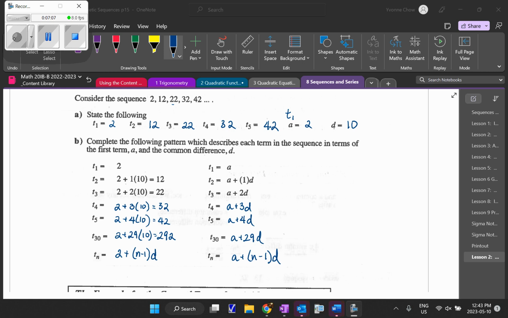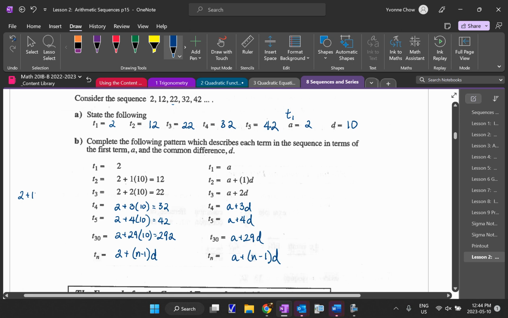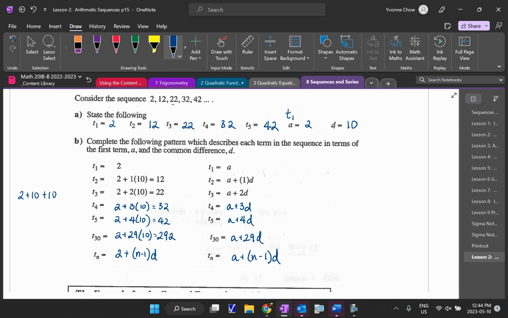Okay, so if we take a look at that first column, then term 1 we know is 2. Term 2, we can find because we're taking 2 and adding 10 to it. So that's why it's 12. Term 3 is going to be 2, and then plus 10 to get to our second term, and then plus another 10 to get to the third term. And so that's why we're looking at 2 plus 2 tens, or plus 20, is 22.